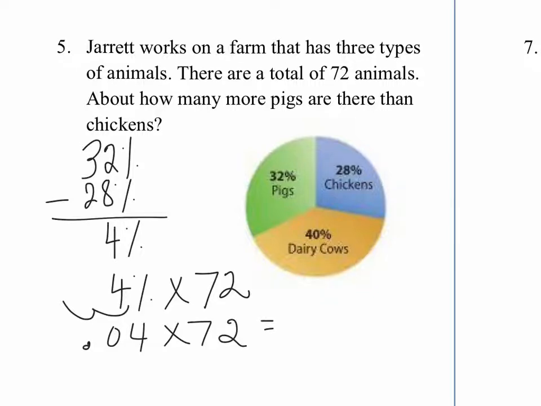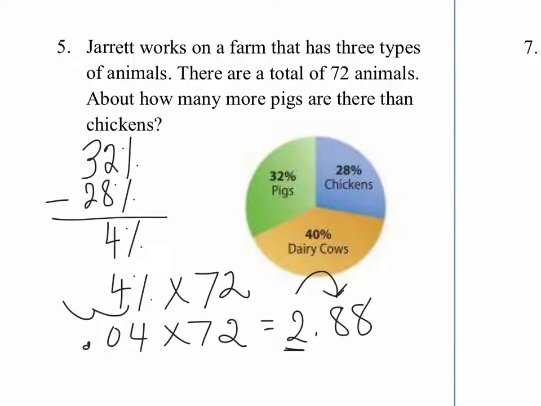If you'll pause the video and do the math, you should come up with 2 8800ths. And you have to have a whole number for the number of pigs. So the whole number is the 2.